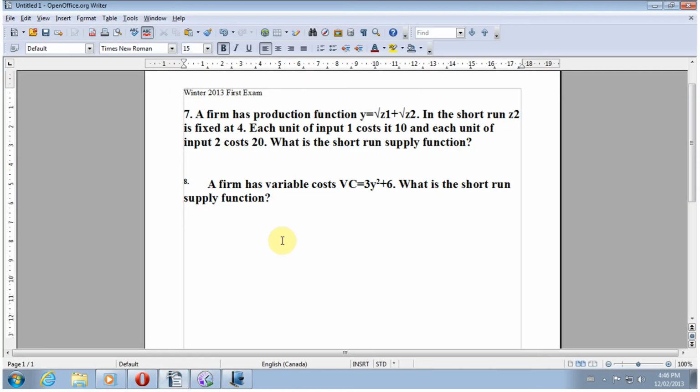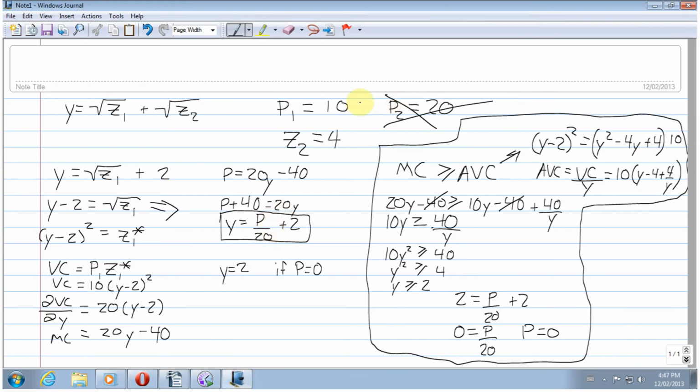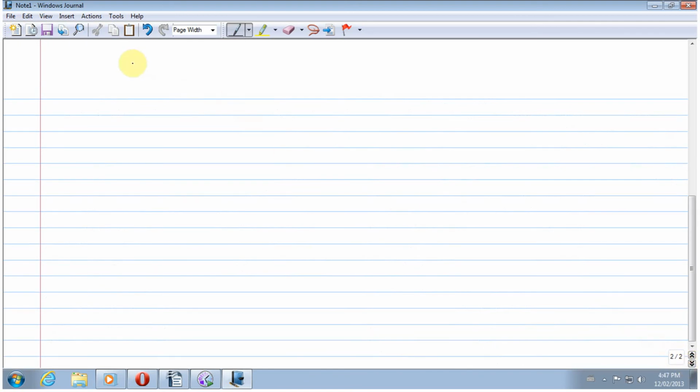Okay, so the next question is a firm has variable cost of 3y squared plus 6. And again, we're asking for the short run supply function, right? So this gets a little more complicated than the one we just did, but we can still probably handle it. Okay, so we have VC equals 3y squared plus 6. Then marginal cost equals dVC/dy equals 6y.